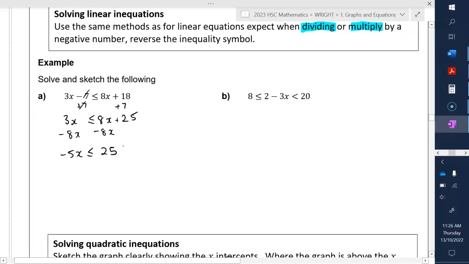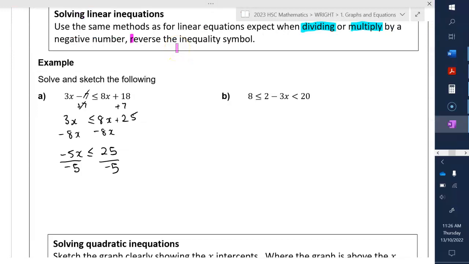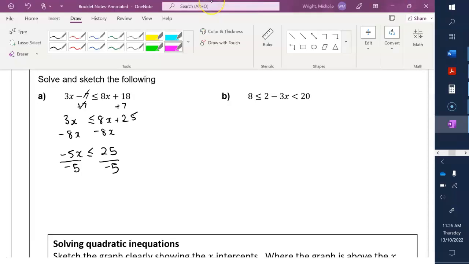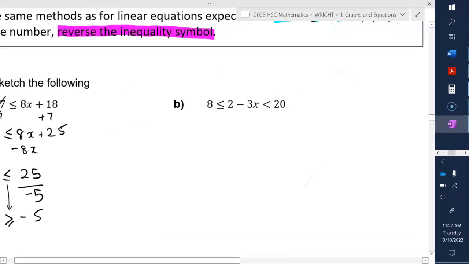Now I need to divide both sides by minus 5, in which case I need to remember that when dividing or multiplying by a negative number, we reverse the inequality symbol. So I'm going to need to do that down here. I'm going to need to flick it the other way. It's changed direction because I'm dividing by a negative number. So I'm left with x and I'm left with minus 5. And that's our answer.